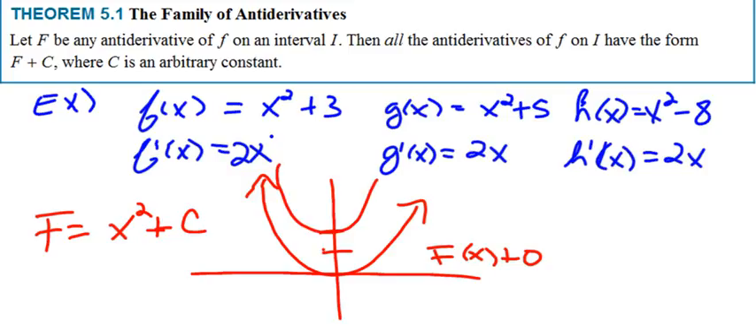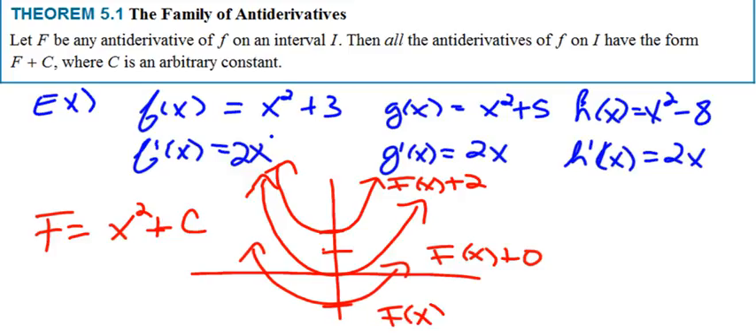If c was 2, we could do f of x and then minus 1. So this is the family depending on what the constant's going to be. We can remember when we start working through some of these examples, you can always take the derivative to check your work. So let's start with example 11.